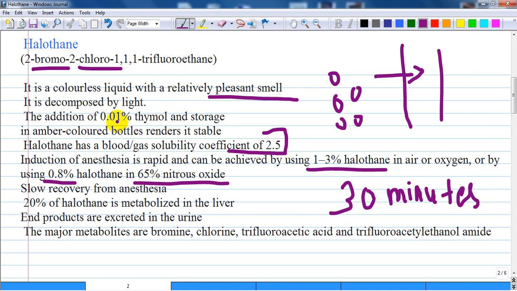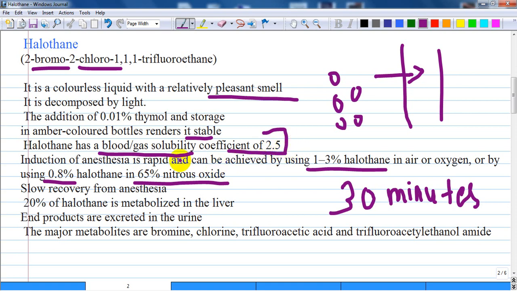The addition of 0.01% thymol and storage in amber-colored bottles renders it stable. Halothane has a blood gas solubility coefficient of 2.5, which is the highest of all the modern agents.